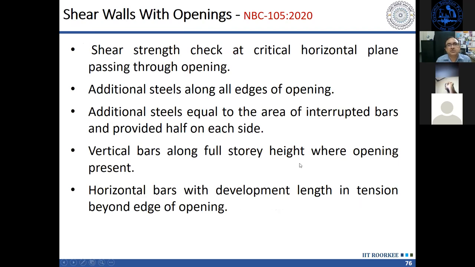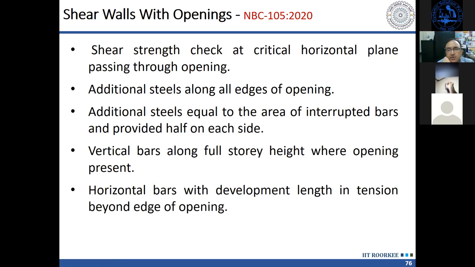Okay. Now, similar provisions are there in IS 13920 also. And it says that in case of openings, we have to provide additional steel along the edges of the openings. And this additional steel which we are providing along the openings should be at least equal to the area of the steel which has been interrupted because of the opening. Because when we are providing the opening, some of the steel has to be cut short. It has to be interrupted. It cannot continue. So that much steel which we have discontinued, that much steel should be provided.